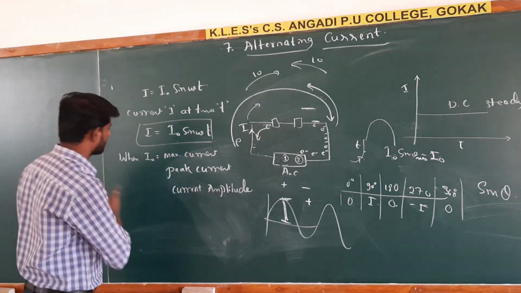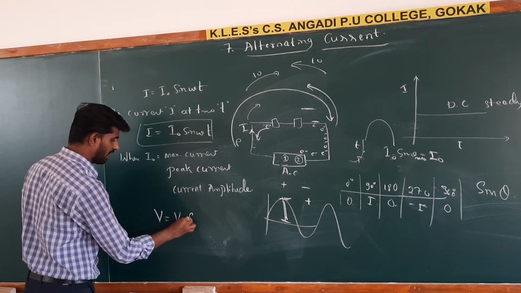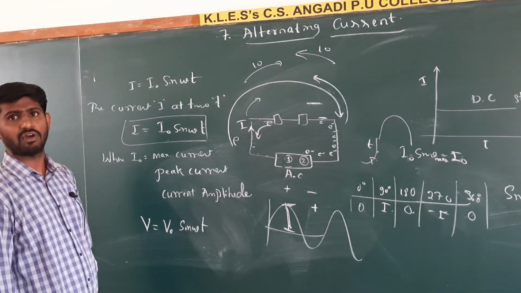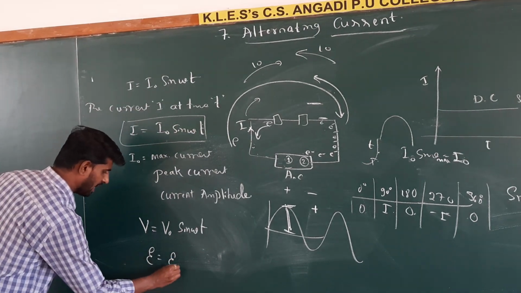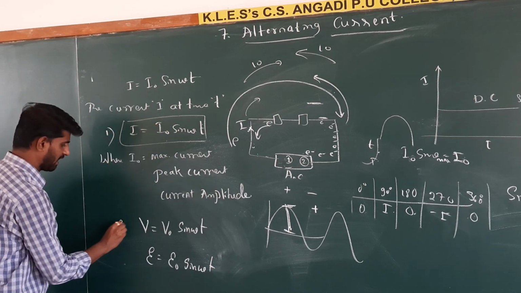Is it clear? Okay, in the same way we can write the expression for voltage, so that is V is equal to V naught into sin omega t. In the same way we can write the expression for EMF, electromotive force, that is E is equal to E naught into sin omega t. So what do you understand by knowing these three equations?